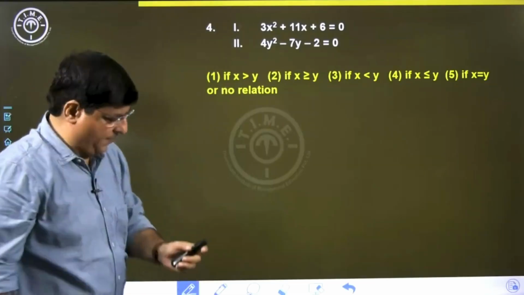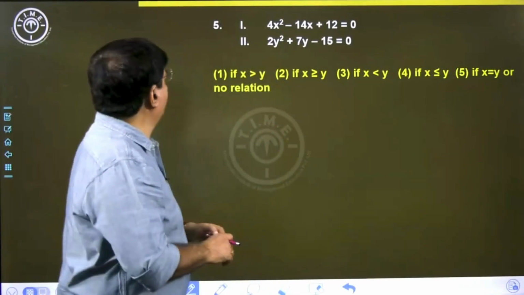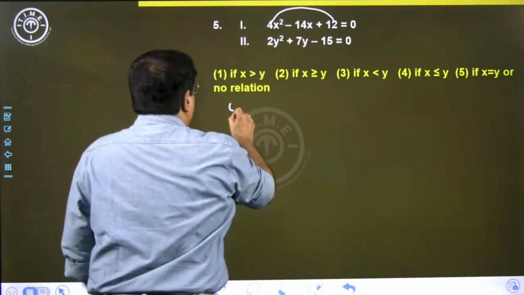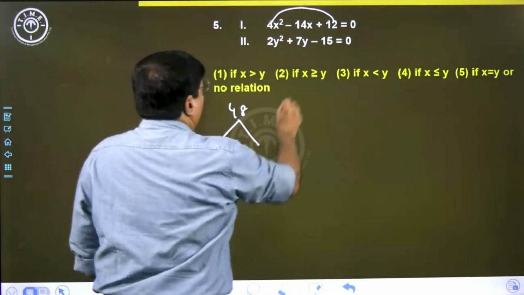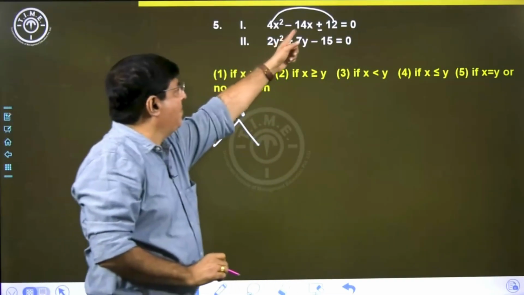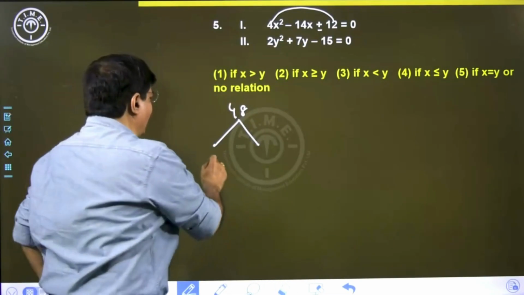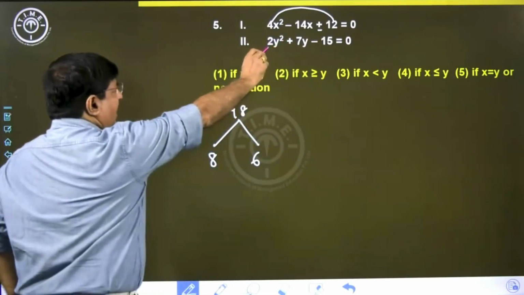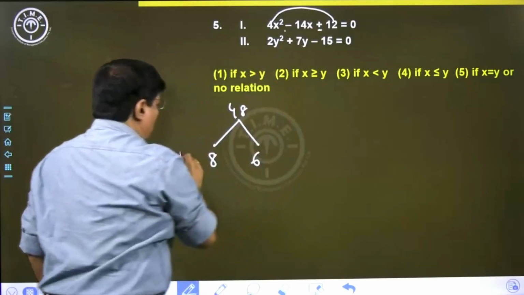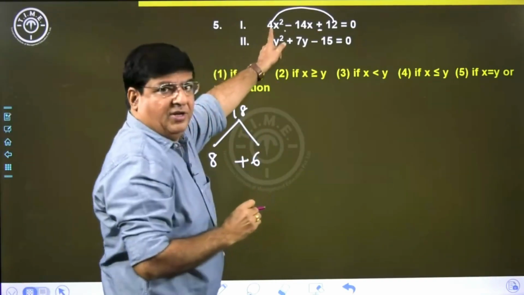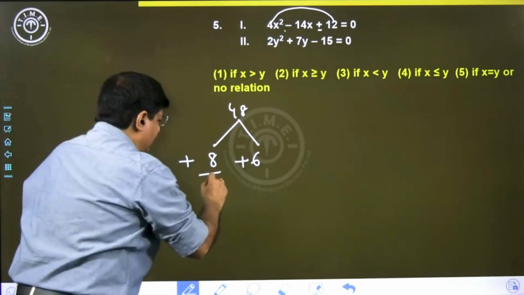Next question. Let's look at the next question. Question number 5. What is the product here? 12 and 4. This is 48. Here there is a plus sign 12. So two numbers whose product is 48 and sum is 14. That is 8 and 6. 8 into 6 is 48, and 8 plus 6 is 14. The signs in the equation are minus and plus. So both the roots will be plus. And here the x square coefficient is 4. So I have to divide this by 4.